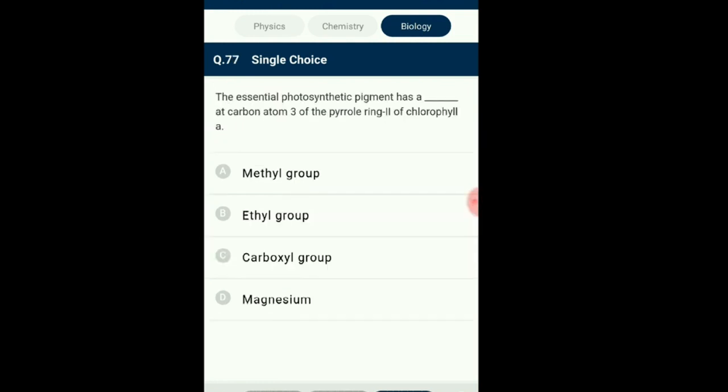Question number 77. The essential photosynthetic pigment has a dash at carbon atom 3 of the porphyrin ring 2 of chlorophyll A. There are two main types of chlorophyll, chlorophyll A and chlorophyll B. Chlorophyll A consists of a methyl group whereas chlorophyll B has an aldehyde group. The chlorophyll molecule is chemically composed of two parts: a tetrapyrrole head, the porphyrin ring, and attached to it a long hydrocarbon tail called phytol. Magnesium is present in the center of the ring, whereas the methyl group is attached to its side chain, which is replaced by an aldehyde group in chlorophyll B. So the answer is option A, methyl group.